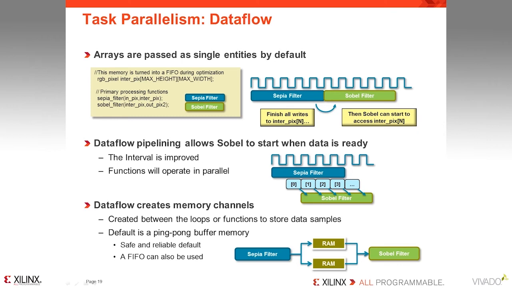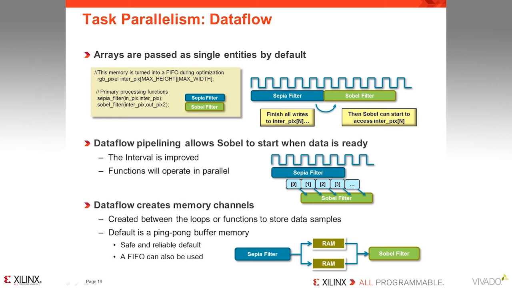In order to create this level of pipelining, Vivado HLS automatically creates memory channels between the functions or the loops. So as we can see in the bottom here, the default memory channel is a ping pong buffer. This is the default because it's the safest. No data can be lost. In most designs, this can actually be a FIFO as well as a RAM. And in most designs, when you have an interval of 1 and you're sending 1 sample each clock cycle, this RAM can typically be reduced to a 1 deep, okay? And so it doesn't really add much to the performance.